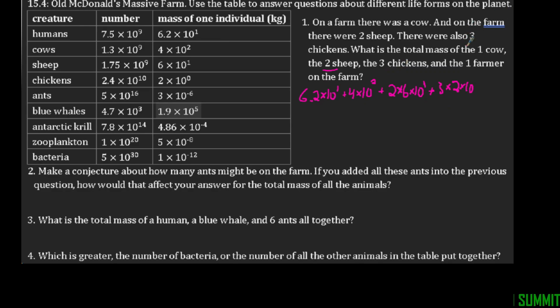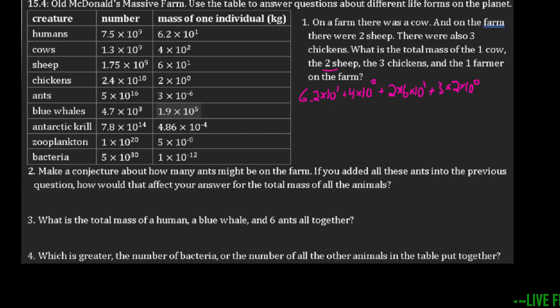Should be to the 0 power, and then the 1 farmer, where's the farmer at? It's going to be at 6.2, so I already have that in there. So 6.2 is for the farmer. The cow was 4 times 10 to the second power. We have the 2 sheep and the 3 chickens. So adding all those together, let's see what we get.